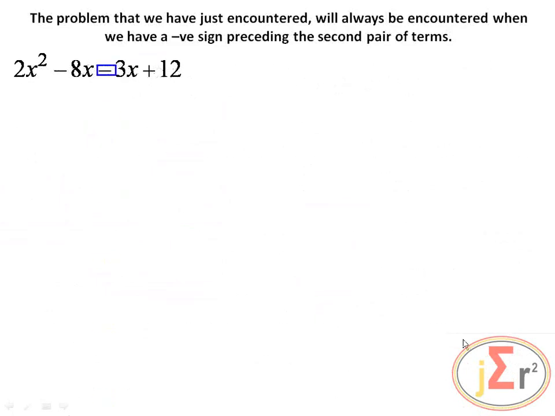The problem that we have just encountered will always be encountered when we have a negative sign preceding the second pair of brackets. So when we have a negative sign preceding the second pair of brackets, if we just throw in brackets, then we are going to have some difficulty, as long as a negative sign is preceding the second pair.